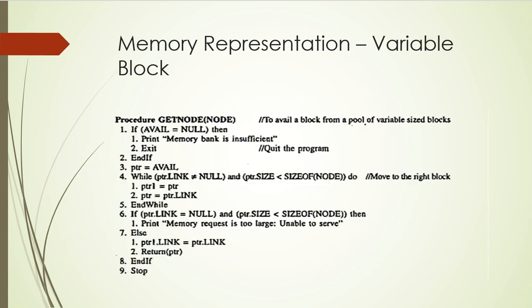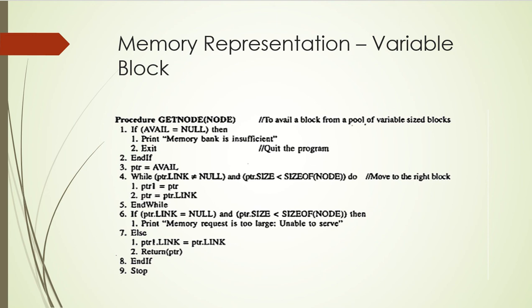Now moving on to variable block, here you have to take into consideration both whether the memory bank has some free space, and also whether there is a node that can satisfy the requested amount of memory by the requesting program. So there are two things to be considered. First, whether there is a free space. Second, whether there is a free space that can cater to the request made by the program. That is why we have a bigger algorithm here.